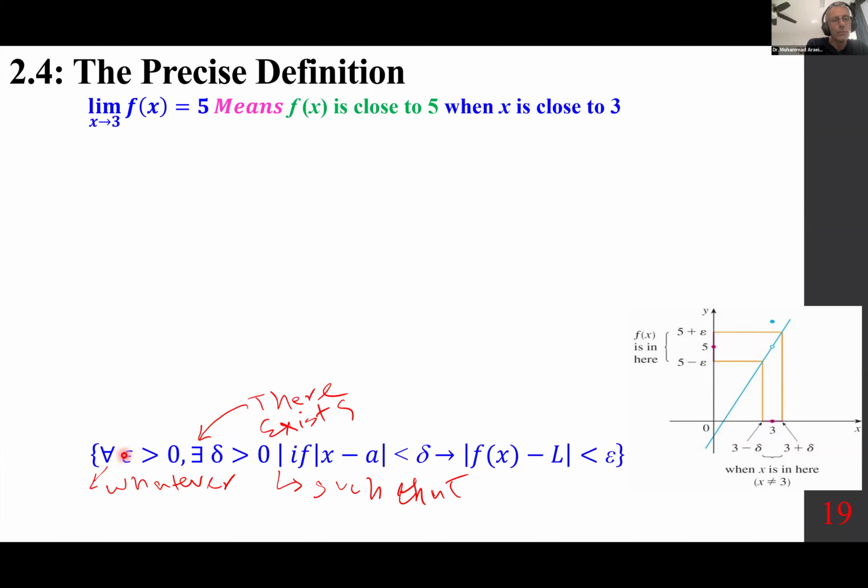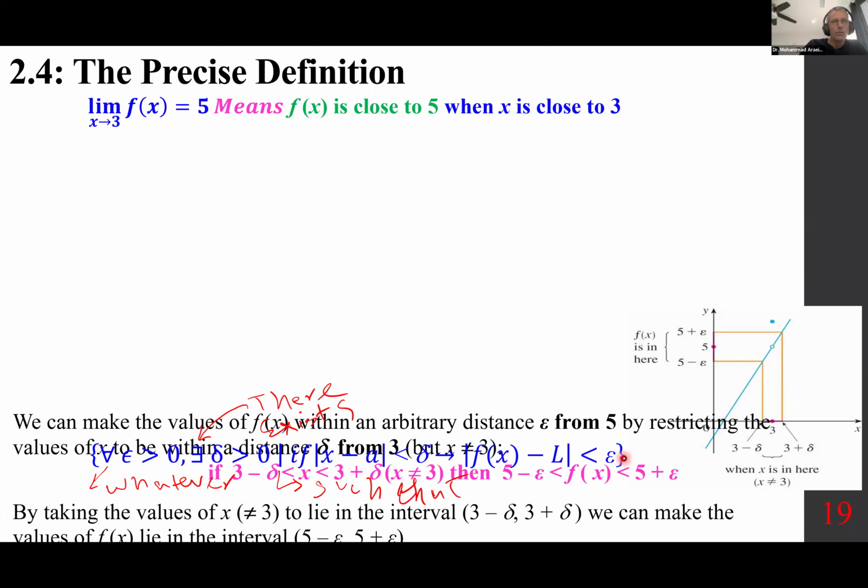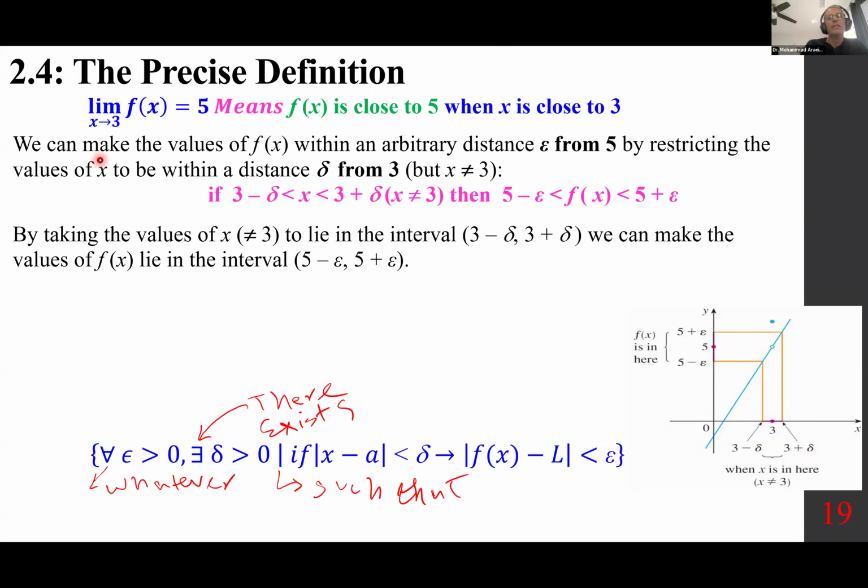So one more time, for whatever epsilon larger than 0, there exists delta larger than 0, such that if absolute value of x minus a is less than delta, that results in absolute value of f of x minus L is less than epsilon. So now that's exactly what we are saying here in mathematical symbols. We can make the values of f of x within an arbitrary distance epsilon from 5 by restricting the values of x to be within a distance delta from 3, but x cannot be equal to 3. That's the concept of a limit. We never reach 3, but we are moving towards that.